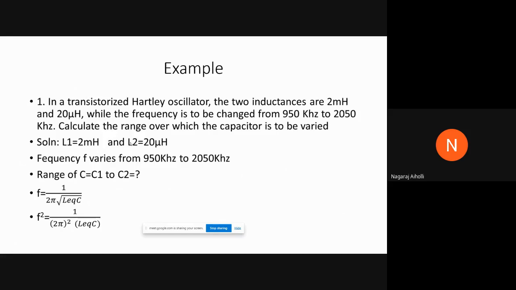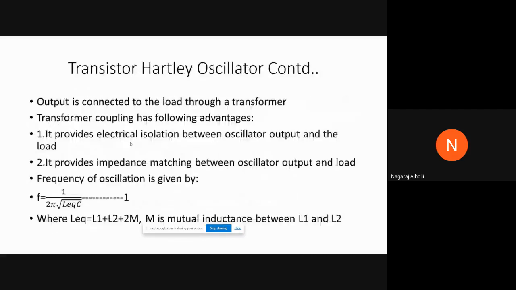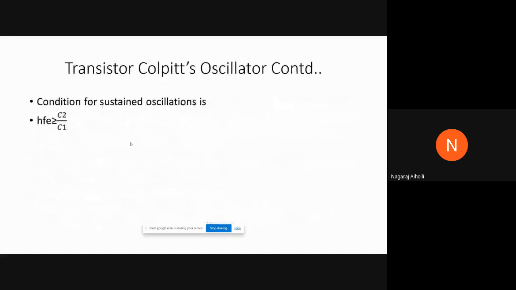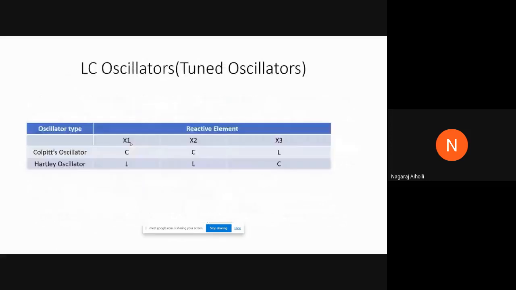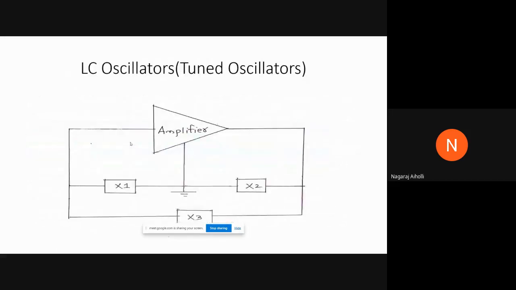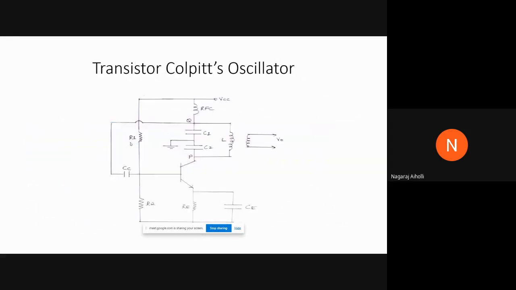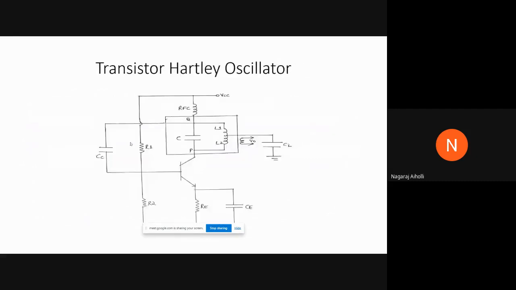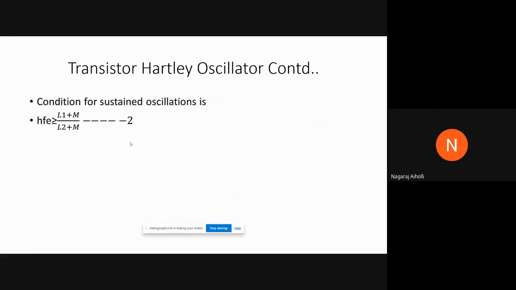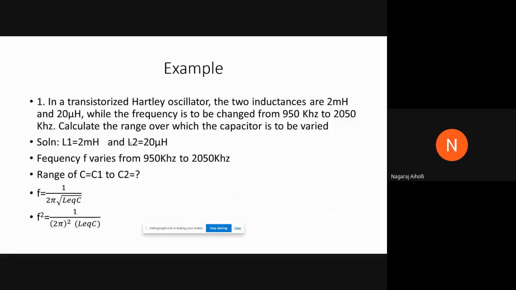So students, in today's class, we have discussed the basic configuration of the LC oscillators. There are two types of LC oscillators, that is Colpitts oscillator and Hartley oscillator. Then we have discussed the working of transistor Colpitts oscillator, and then the working of transistor Hartley oscillator. Then later we have solved an example on the transistor Hartley oscillator. I hope everybody has followed.